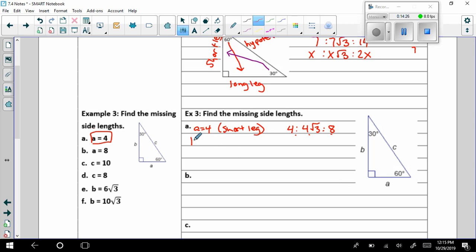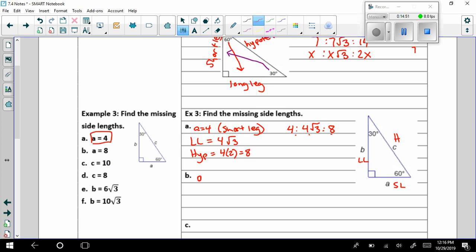All right, so the long leg is the short leg times the square root of 3. Your hypotenuse is your short leg times 2. Okay. And you can label your triangle so you know where everything is.